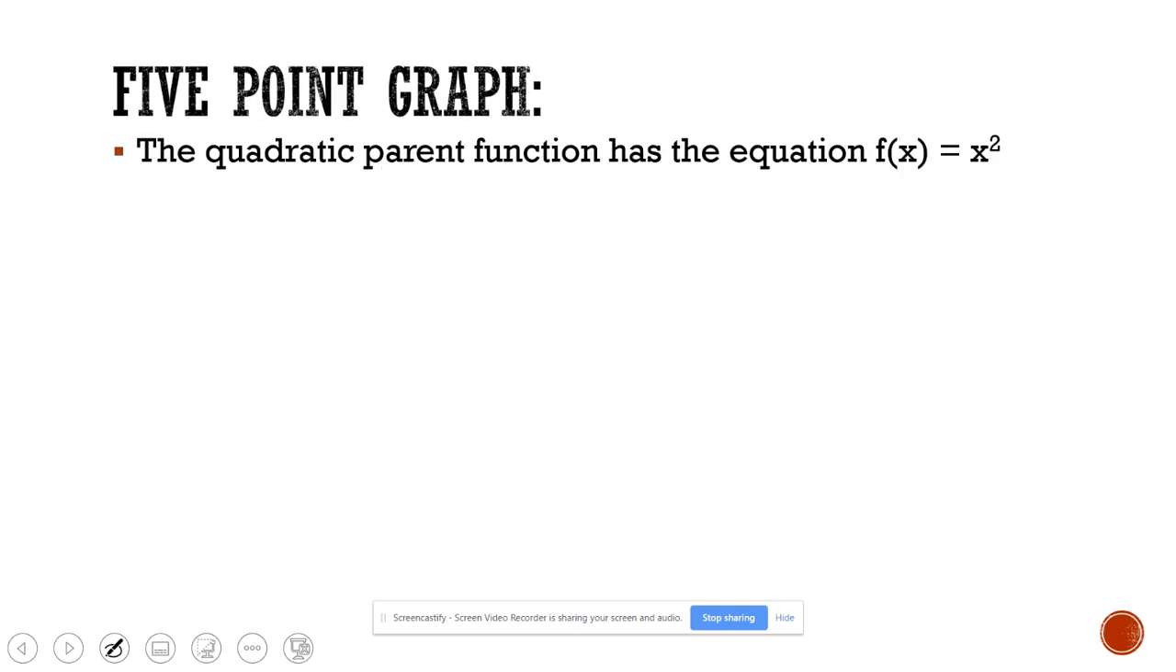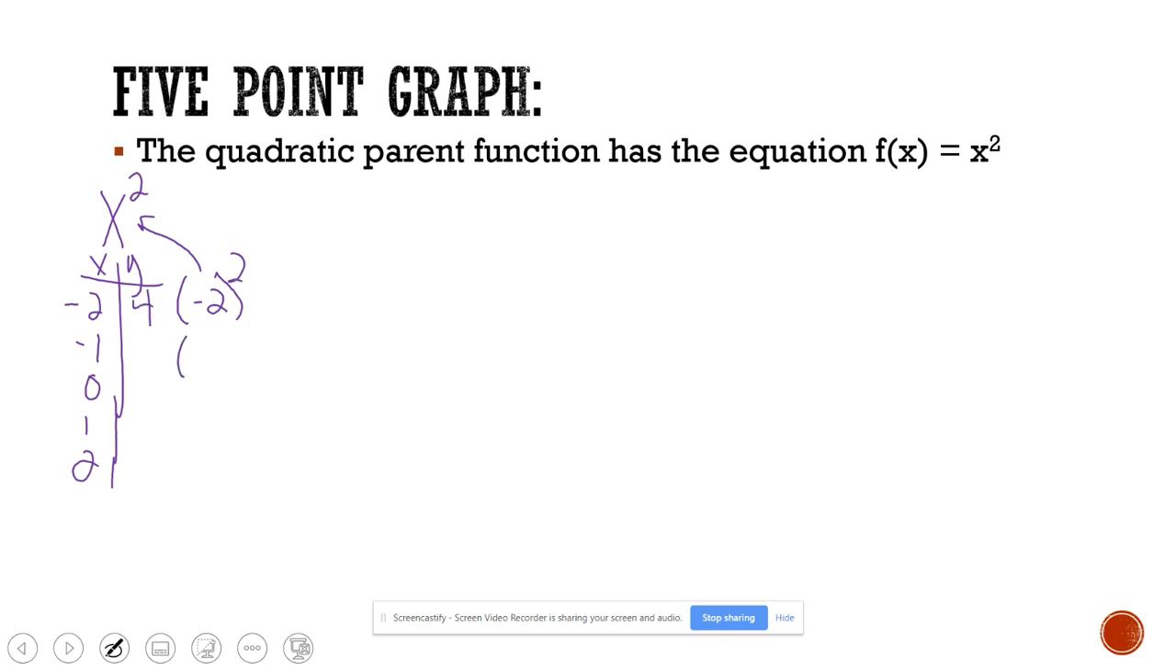Let's take this back just a little bit and talk about a 5-point graph. So our quadratic parent function is f of x equals x squared. If I make an xy table for x squared, I'm going to pick -2, -1, 0, 1, and 2. Remember, we're plugging those values into our function. -2 squared is 4. -1 squared is 1. 0 squared is 0. 1 squared is 1. And 2 squared is 4.